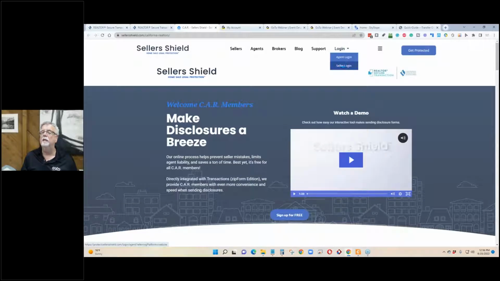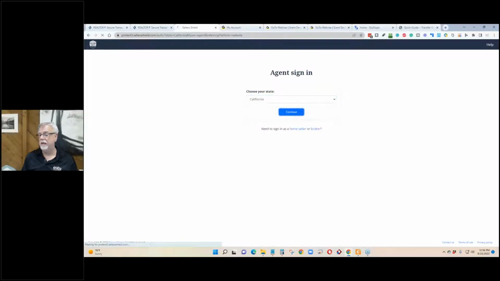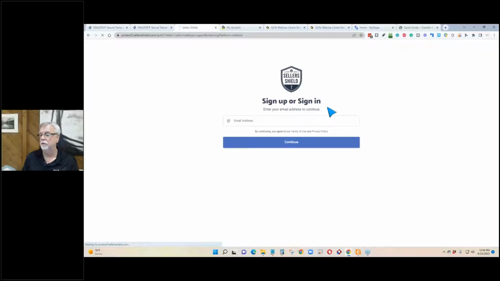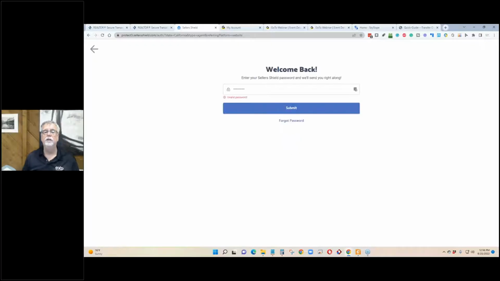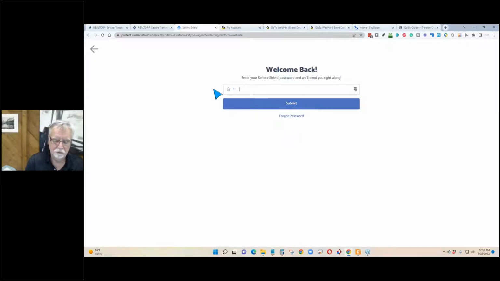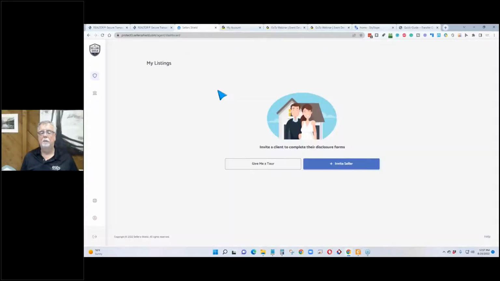The login would be the same as logging into CAR.org. And so exactly the same, hit continue, password. Is that it? No. How about that? All right. So once you've learned to log in, this is what it looks like.